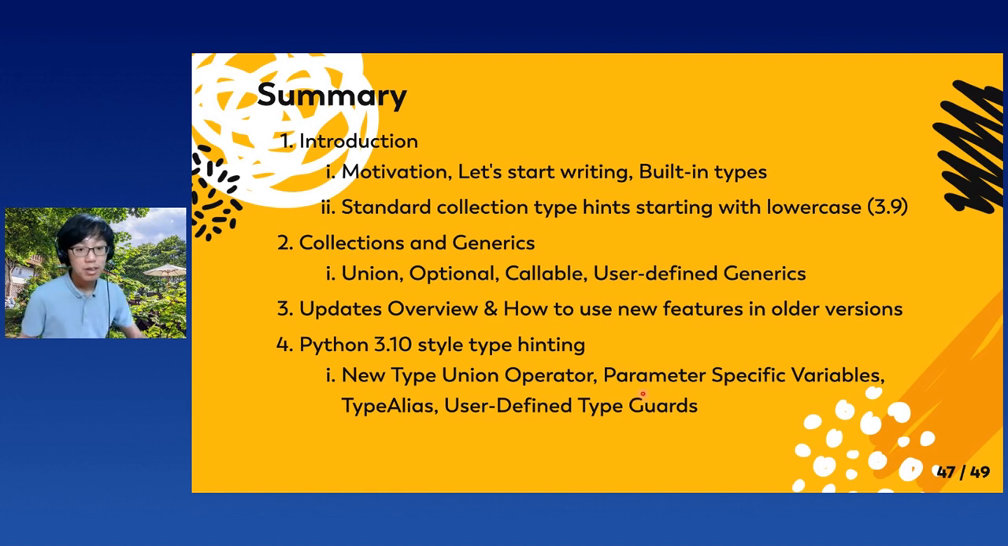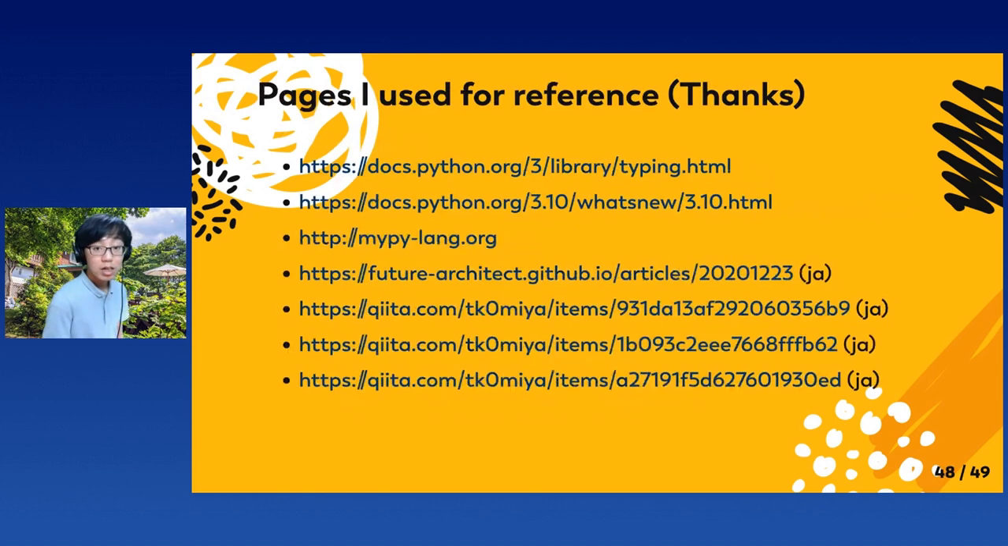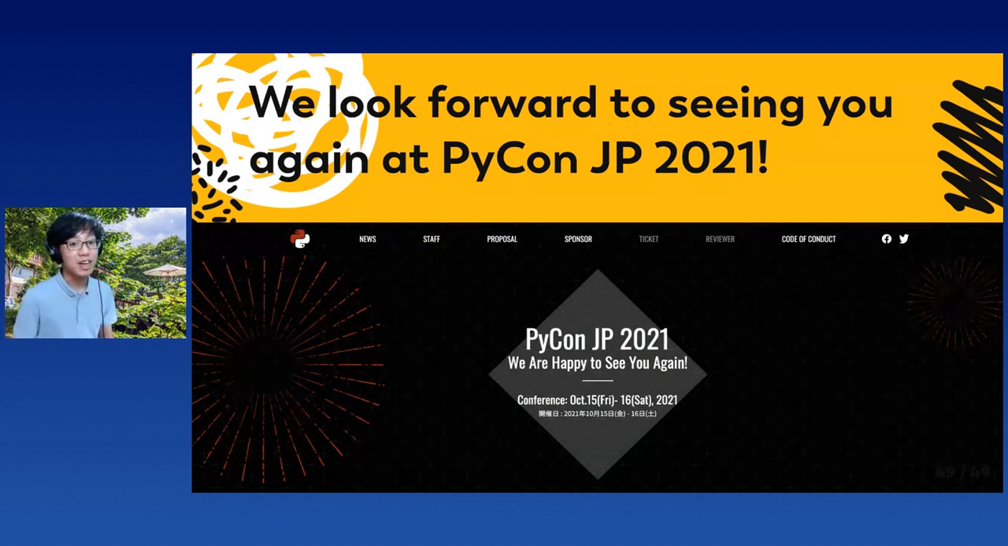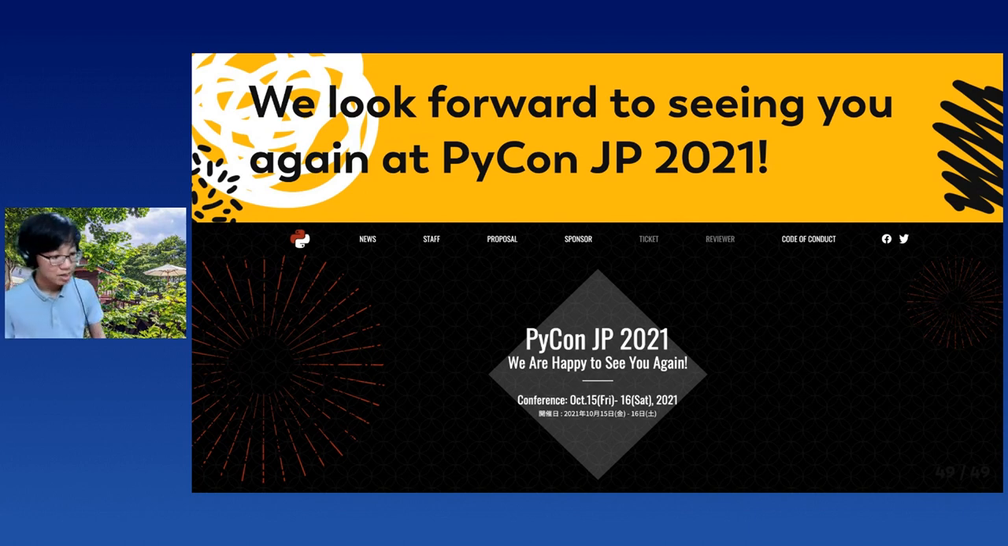There are four new features: new type, union operator, parameter specification variables, type aliases, and user-defined type guards. And this is thanks for the reference page. Okay, we look forward to seeing you at our conference, PyCon JP 2021. Thanks.